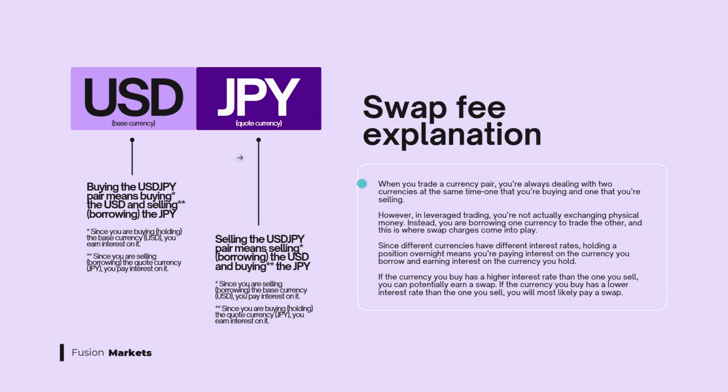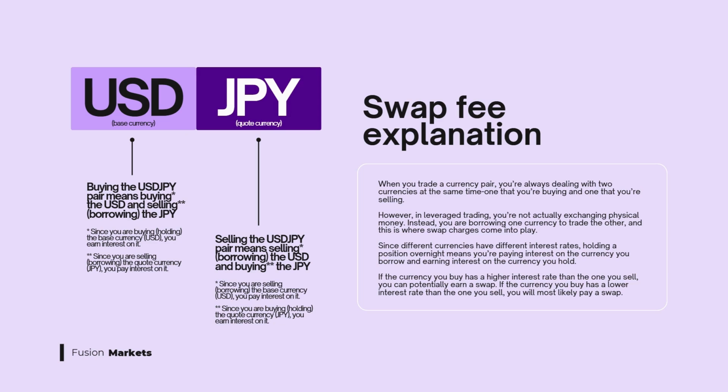When you buy a currency pair, you are buying the first currency known as the base currency, and you are selling the second one called the quote. Now, when you sell a currency pair, you are selling the base and buying the quote. However, in leverage trading, you are not actually exchanging the physical money for a physical currency. Instead, you are borrowing one currency to trade the other, and this is where swap charges comes into play.